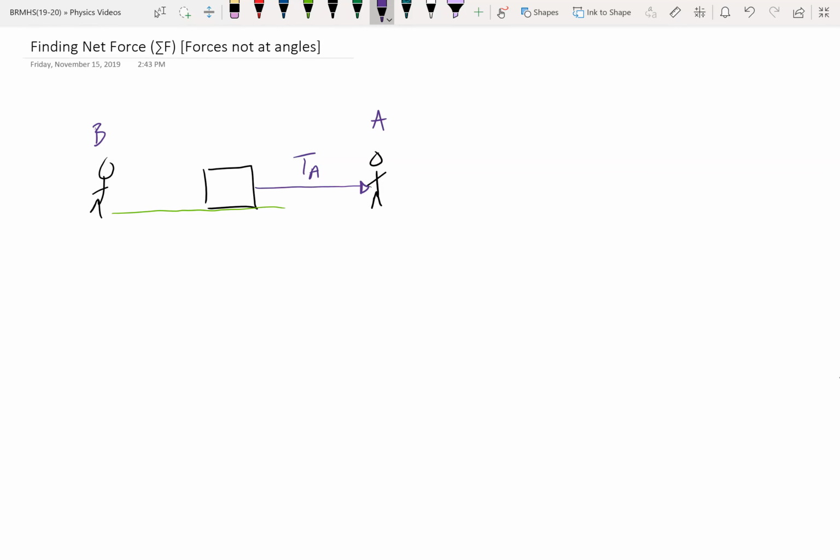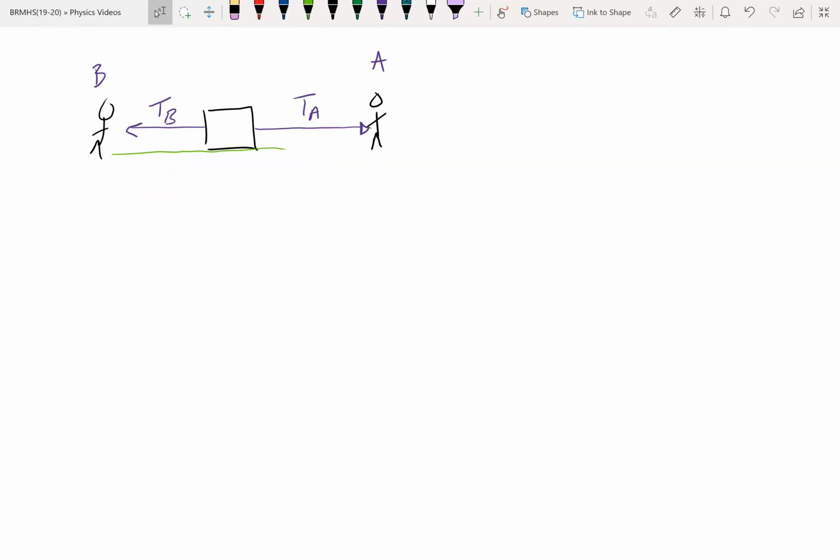And then the other person over here on the left, person B, pulls with some force so that there's a tension force B in this other rope attached to the box. All right, so we're not going to put any numbers in here. We'll just think about always using our free body diagrams and then talking about the total amount of force.